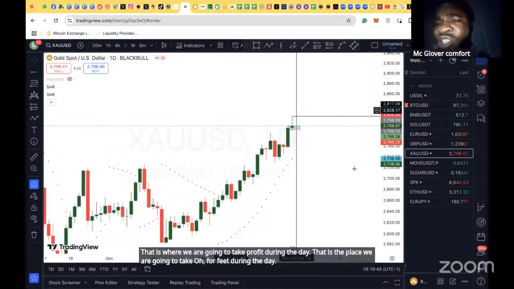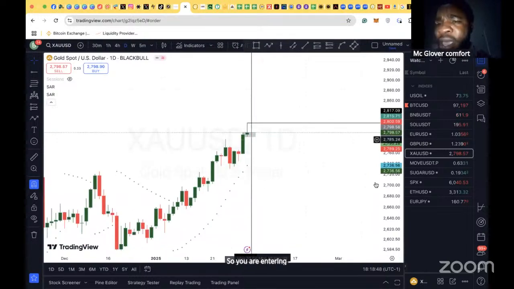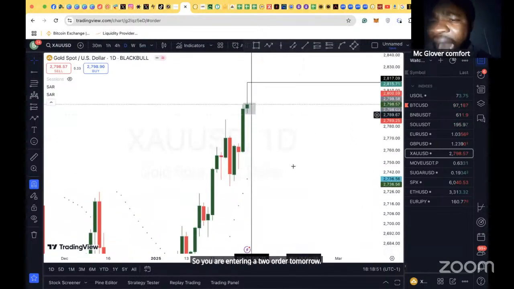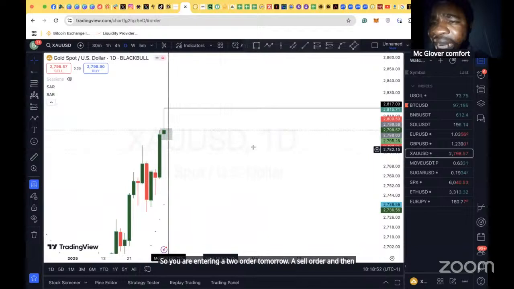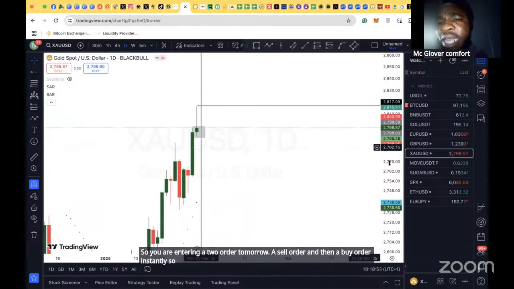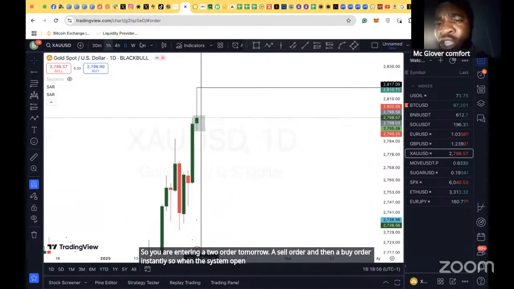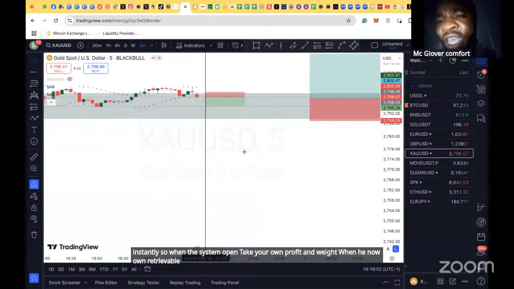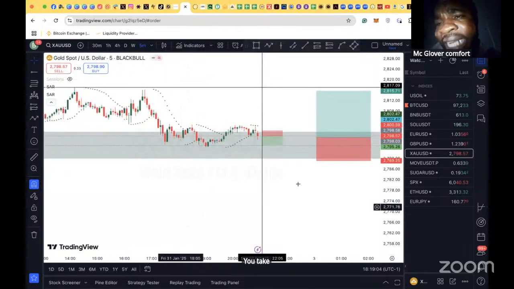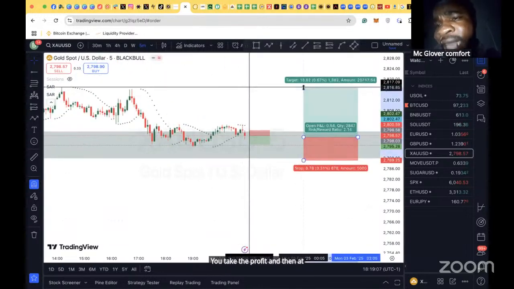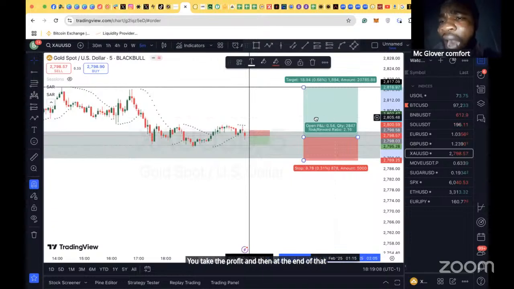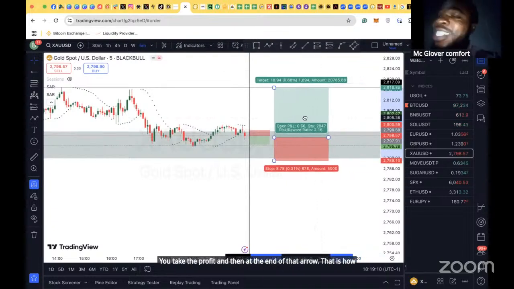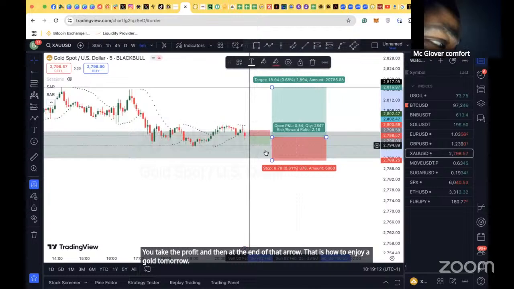So you are entering two orders tomorrow, a sell order and then a buy order instantly. When the system opens, enter a sell order, take your profit and wait. When it retraces, then you enter a buy order. You take profit at the end of that arrow. That is how to enjoy the gold tomorrow. Is it clear?